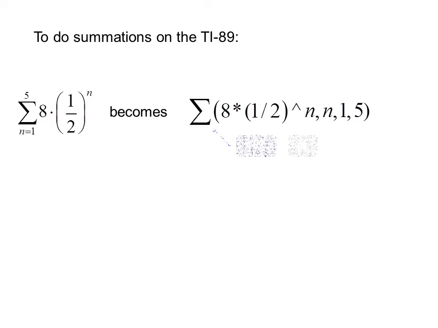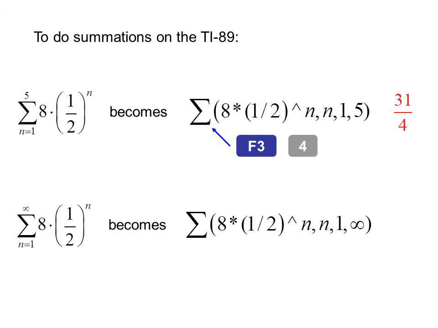To do summations on the TI-89, the series at left is entered as shown at right. The summation symbol is found by pressing F3-4. The calculator returns the partial sum 31/4. The TI-89 can also find the sum of an infinite series. The series at left is entered as shown at right, and the calculator returns 8.